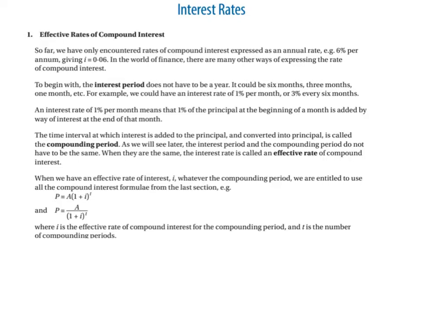Okay, the time interval at which interest is added to the principal, converted into principal, is called the compounding period. They do not have to be the same as the interest period. When they are, it's called an effective rate of compound interest. And that means we can use this formula that we've been using. Okay, so let's have a quick look and see how this works in practice, and we'll have a look at a couple of examples.